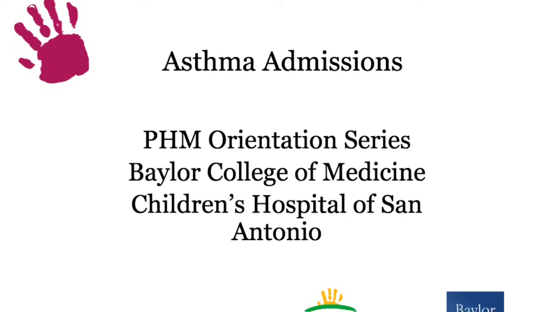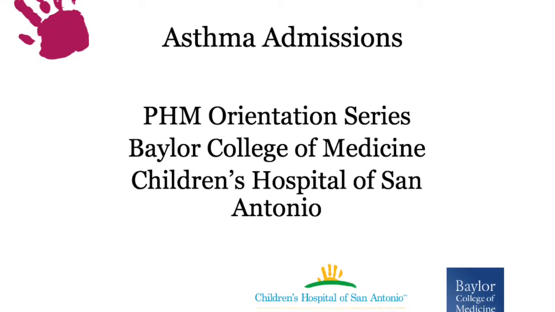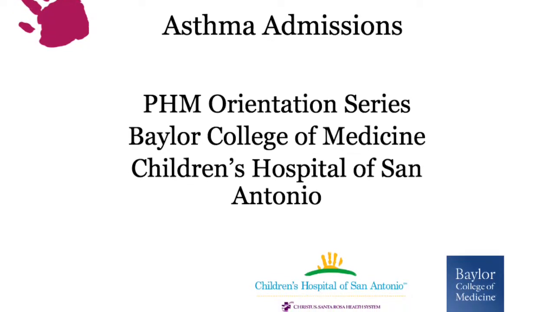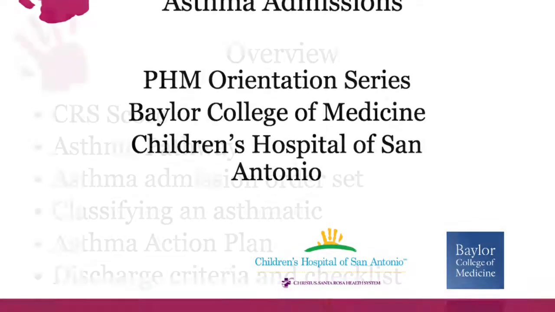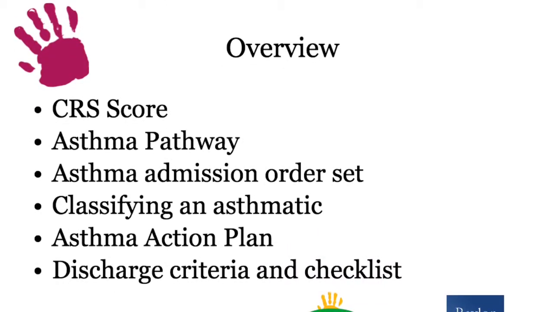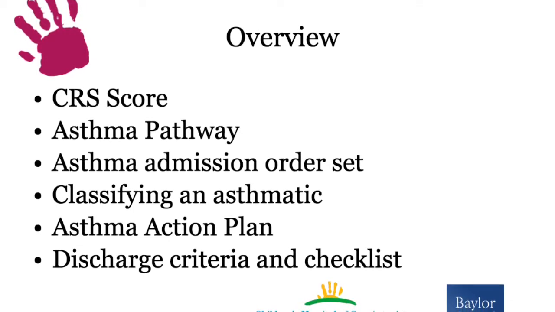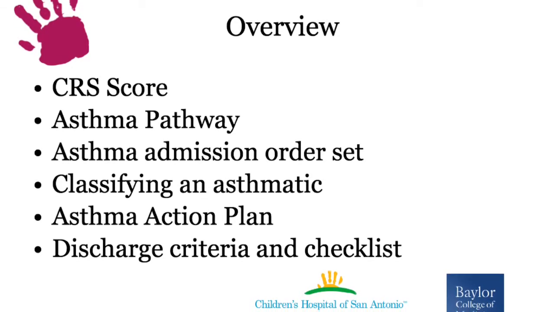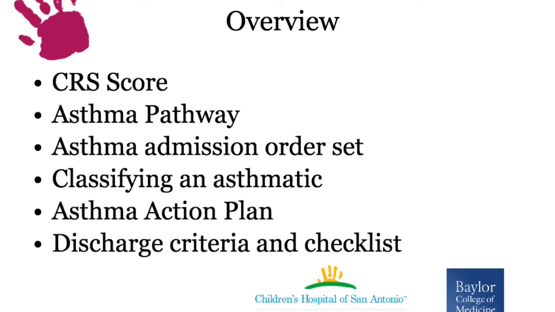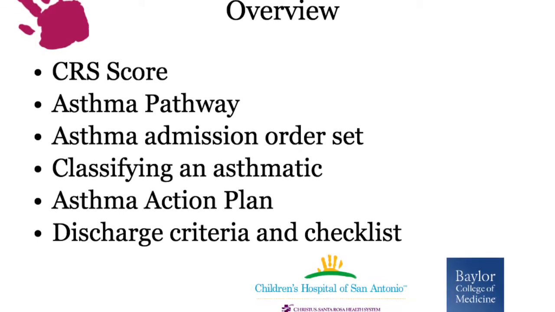Admitting and discharging an asthmatic can seem overwhelming at first, but it is very protocolized with an asthma pathway and a checklist of items to complete on each patient admitted with asthma. In this video, we will review how to use the CRS score, an overview of our asthma pathway and how to use it, key points of the asthma admission order set, how to classify asthma severity and control, how to fill out an asthma action plan, and what needs to be completed prior to discharge.